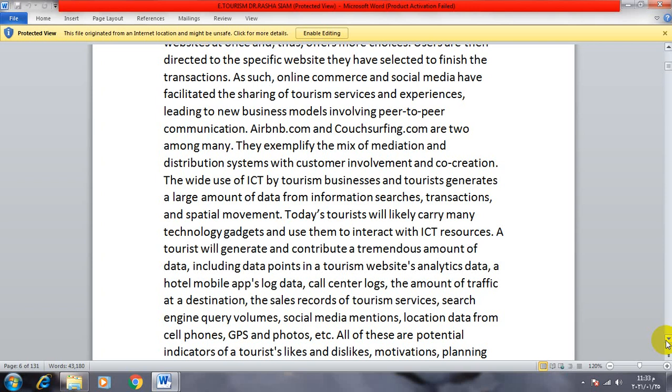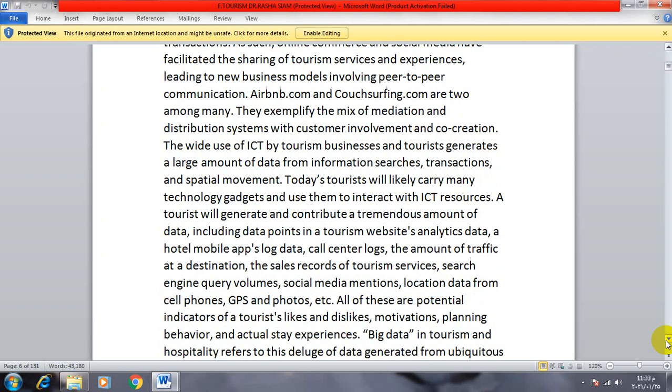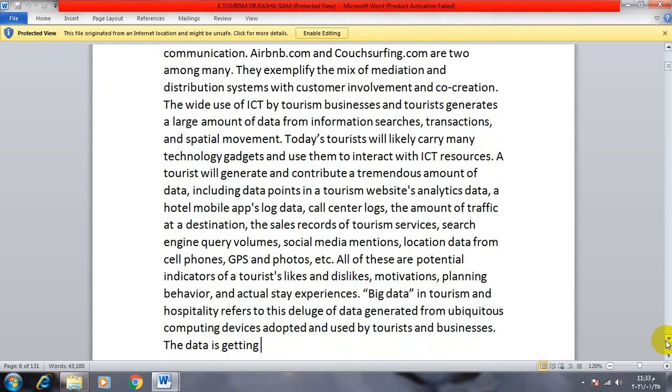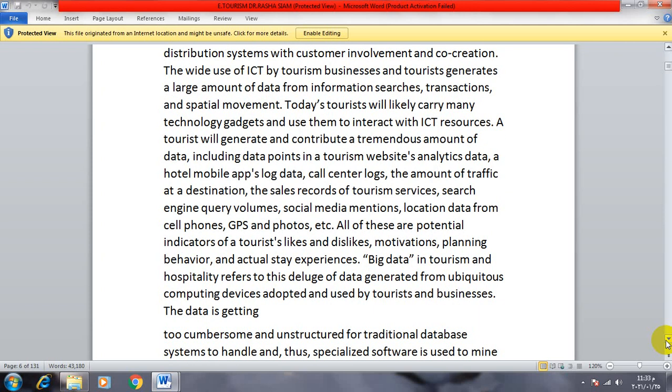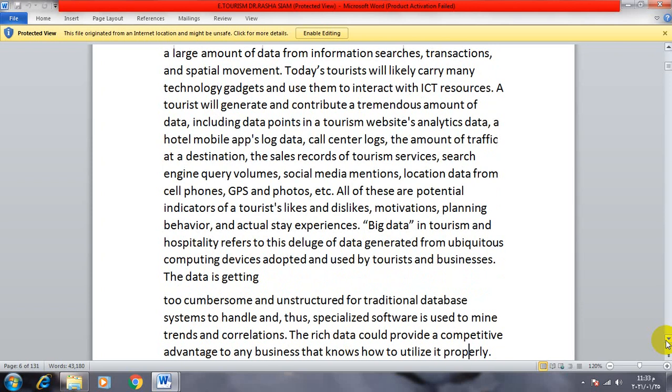All of these are potential indicators of a tourist's likes and dislikes, motivation, planning behavior, and actual stay experience. Big data in tourism and hospitality refers to this deluge of data generated from ubiquitous computing devices adopted and used by tourists and business. The data is getting too cumbersome and unstructured for traditional database systems to handle, and specialized software is used to mine trends and correlation.